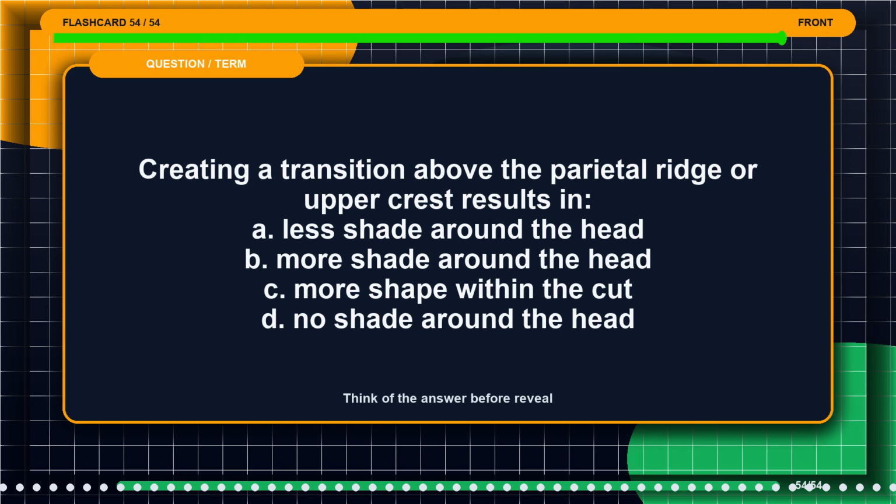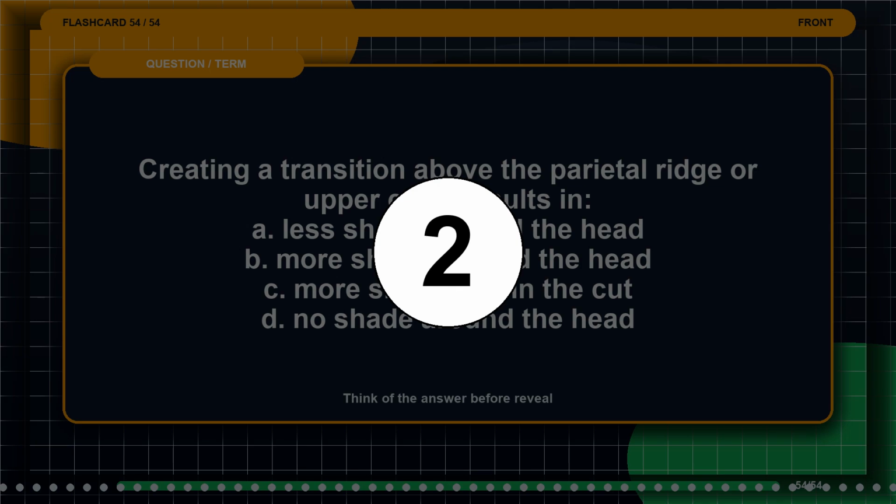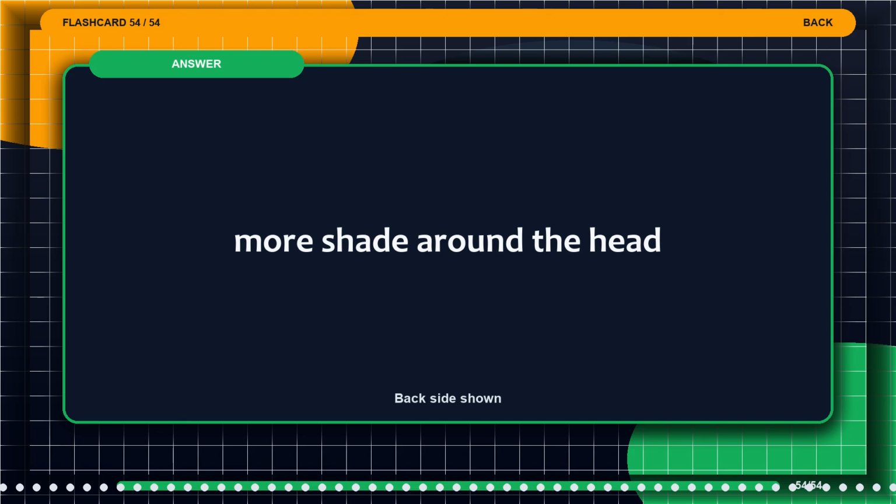Flashcard 54. Creating a transition above the parietal ridge or upper crest results in A. Less shade around the head. B. More shade around the head. C. More shape within the cut. D. No shade around the head. Pause and think of the answer before the reveal. The answer is more shade around the head.